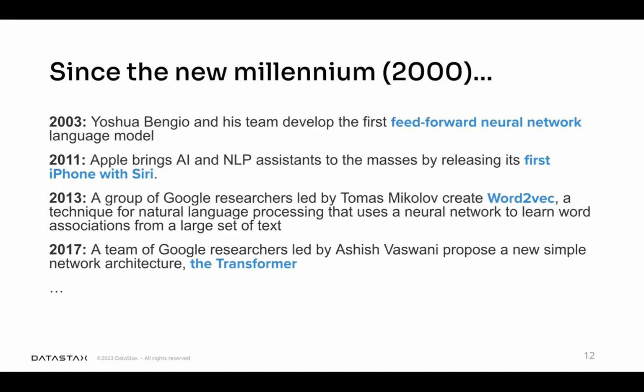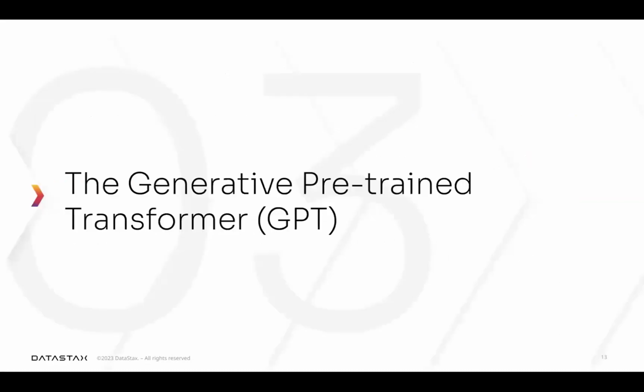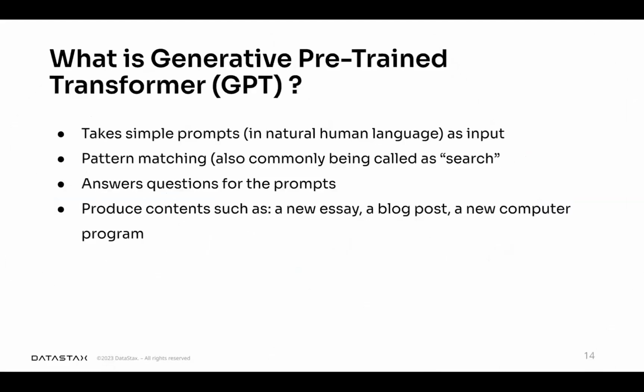That's very relevant to today's vector search and all of these things. Then in 2017, Google researchers introduced a new, simple network architecture, the transformer. That leads us to GPT, which started from there. It's really about taking prompts in natural human language as input. I always hear people saying it's a search. Of course it is a search, you're searching large amounts of data, but what it really is, is pattern matching.